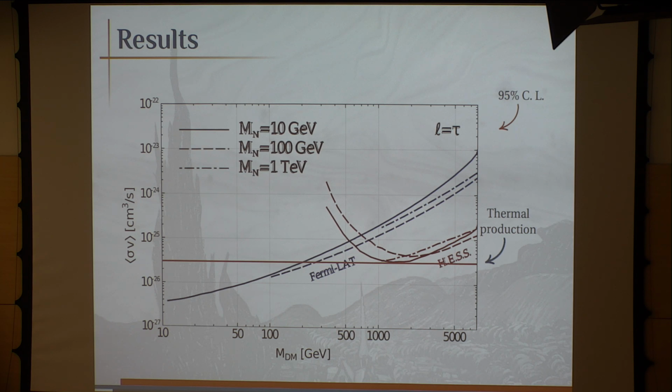So last takeaway message, if we assume that the dark matter particle is a WIMP and is thermally produced, and it annihilates exclusively into these right-handed neutrinos, then we can rule out masses of 200 gigaelectron volts for this WIMP, depending on the mass of the right-handed neutrino, of course.